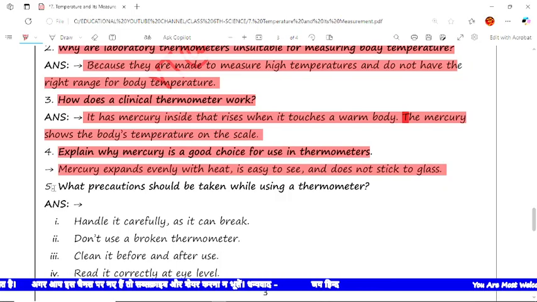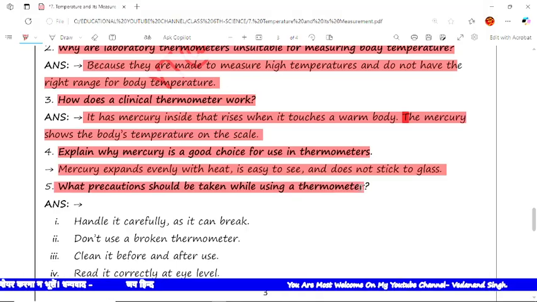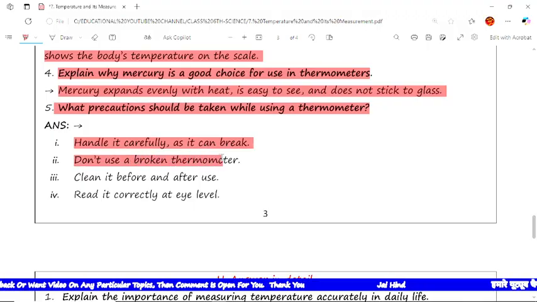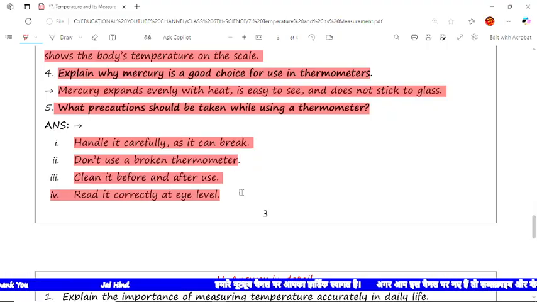So the next question is: what precautions should be taken while measuring using a thermometer? Generally, what precautions should we take while using a thermometer? The first is to handle it carefully as it can break. Second, don't use a broken thermometer. Clean it before and after use. Next is to read it correctly at eye level.